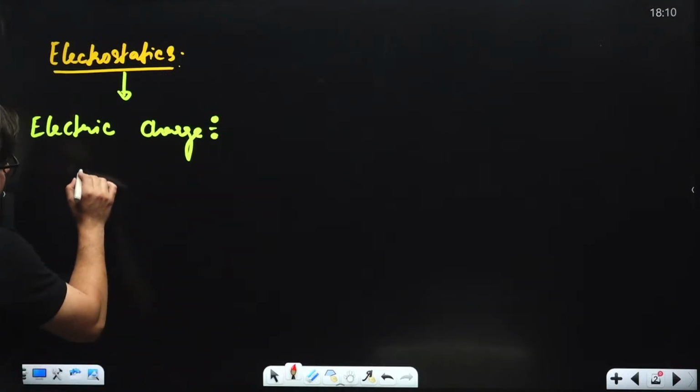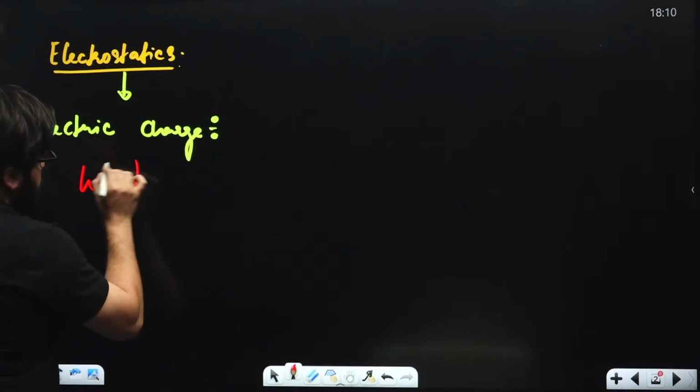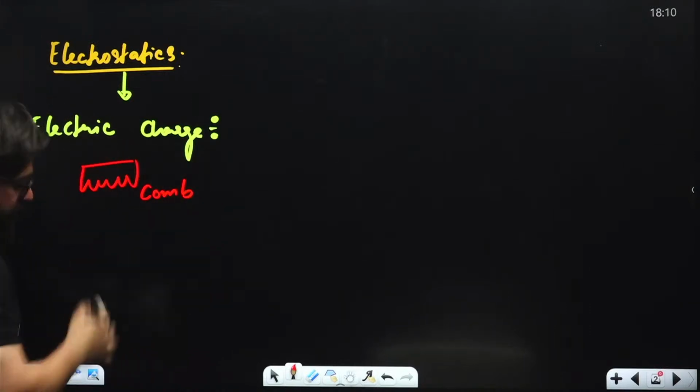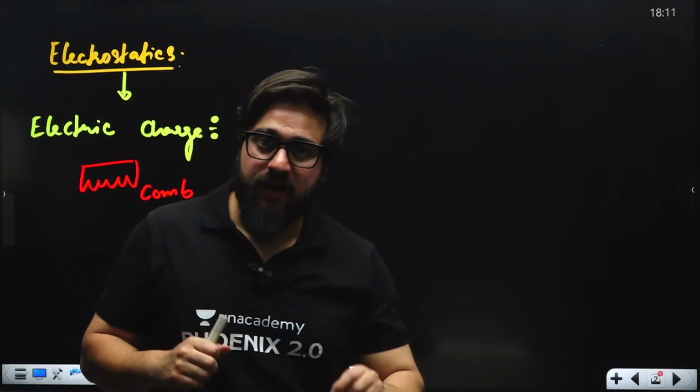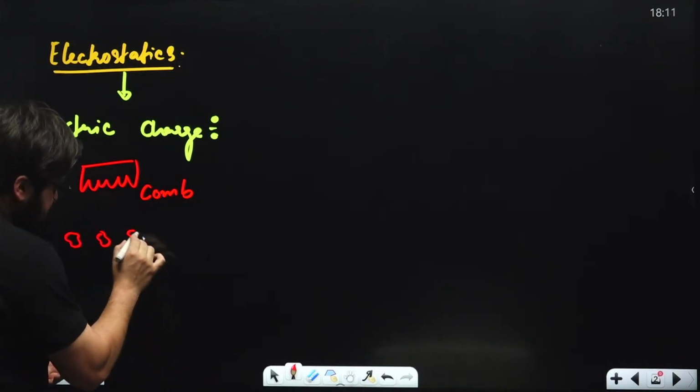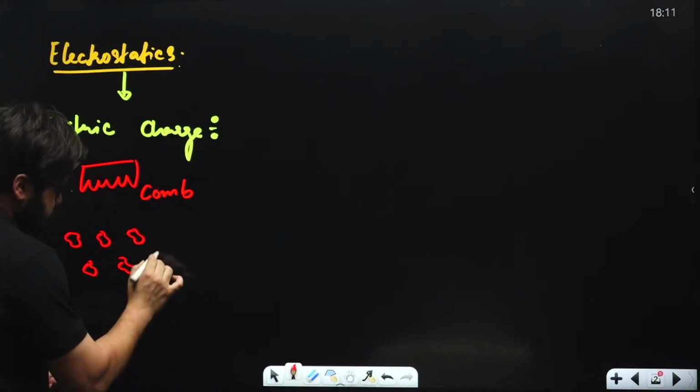Let's suppose I take a comb over here. This is a comb, with which we make our hair, and I'll place small pieces of paper over here.